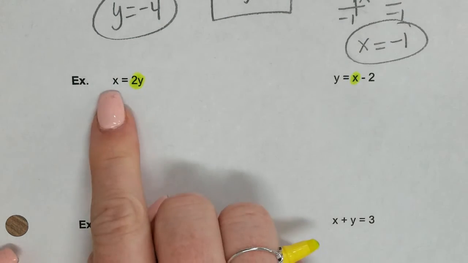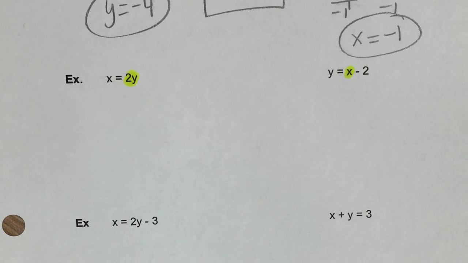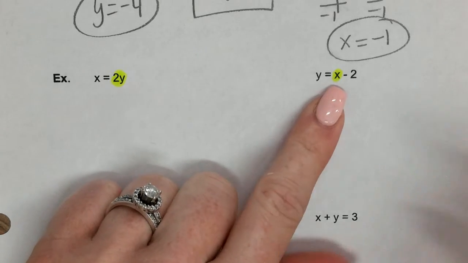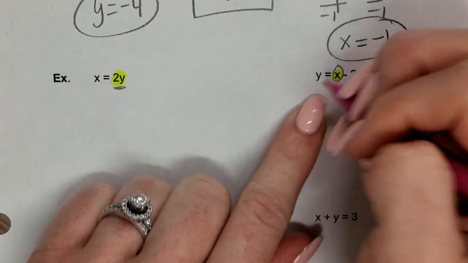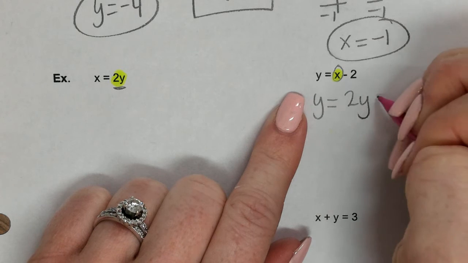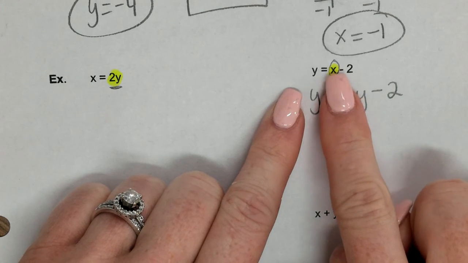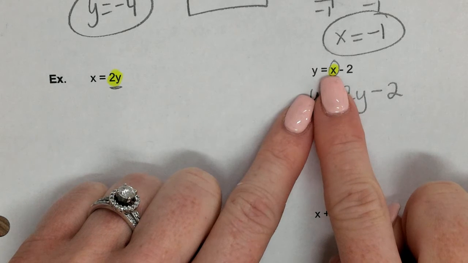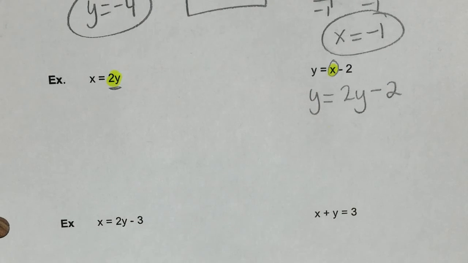Y for x. Because it says x is 2y. So I'm going to take this equation and I'm going to plug in 2y for that x. So I have y equals 2y minus 2. Does everybody understand why x is now gone? Does anybody need an explanation? Because that's the most important part, that you're understanding why we're doing it.